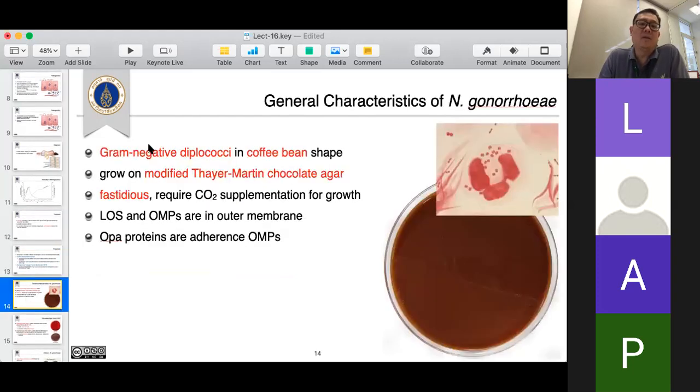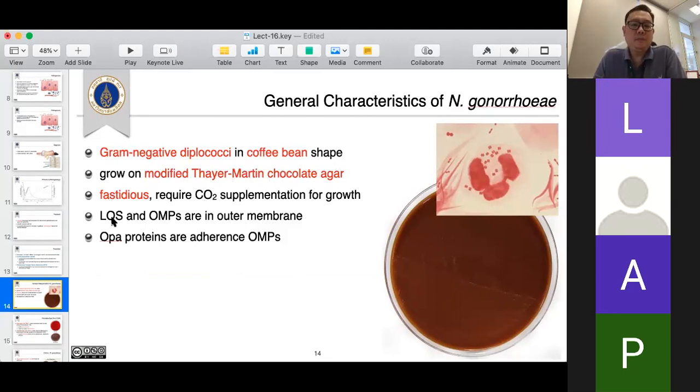Neisseria gonorrhoeae, okay, this is also coffee bean shaped. Neisseria gonorrhoeae causes gonorrhea. They cannot grow on blood agar, so to culture Neisseria gonorrhoeae, you need modified Thayer-Martin chocolate agar. It is fastidious. Fastidious means not easily grown. They need a lot of supplements.